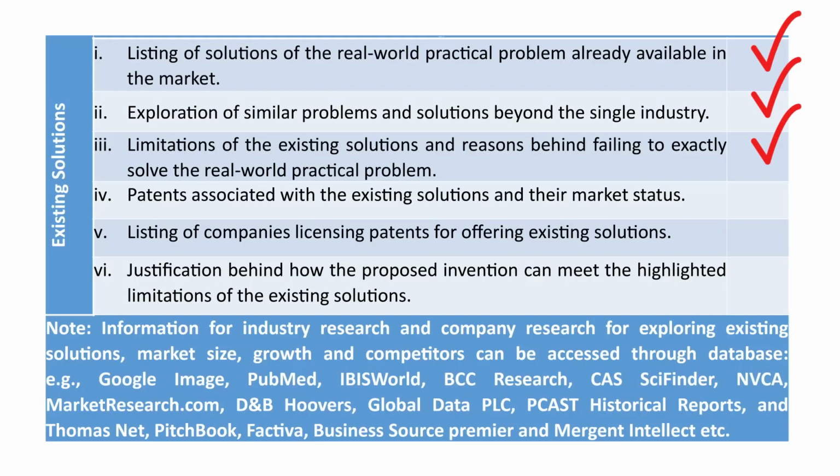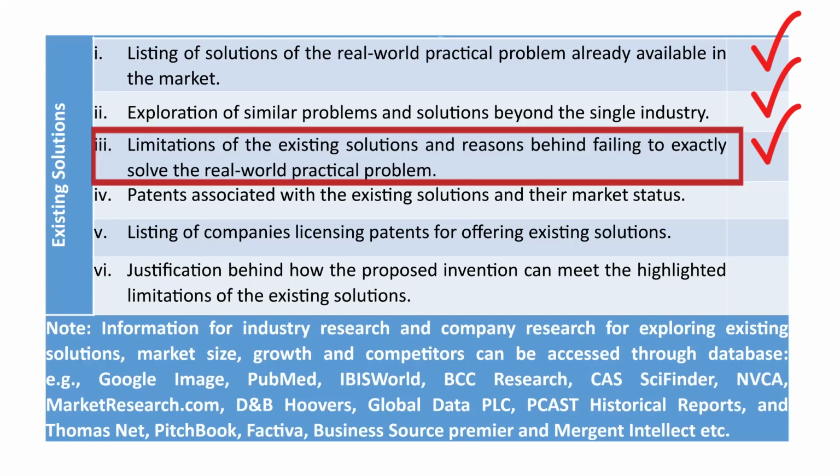The LCI checklist number 3 then offers item number 3. And item number 3 says limitations of the existing solutions and reasons behind failing to exactly solve the real-world practical problem. So let's learn with an example of adhesive bandages for item number 3. We know that we could have different sizes and different shapes of adhesive bandages that we apply on skin. There may be different features.